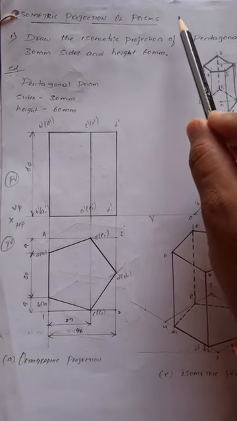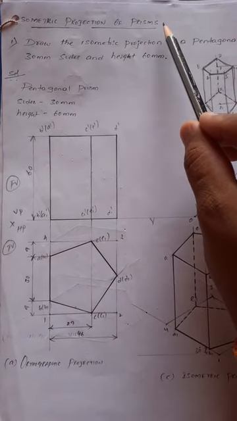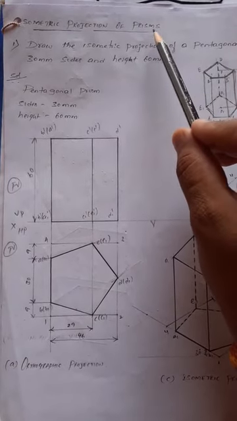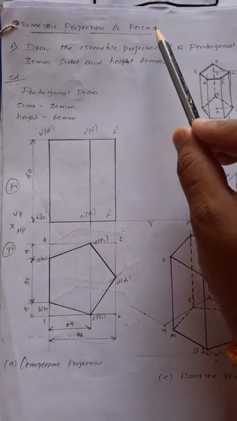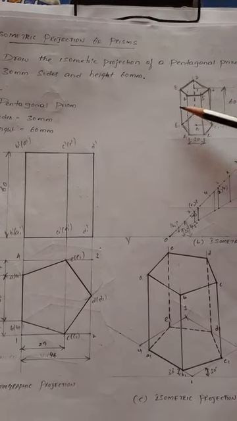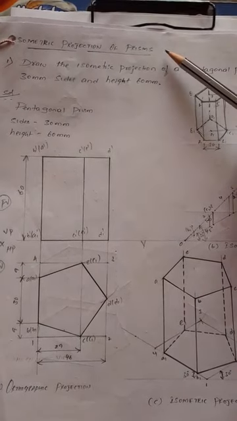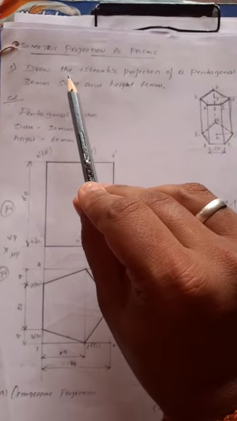Our next lecture video is on isometric projection of prisms. As you know, a prism has both its base and top face as a regular polygon. The corners of the base and the top face are connected with the help of rectangular faces. That is called a prism.